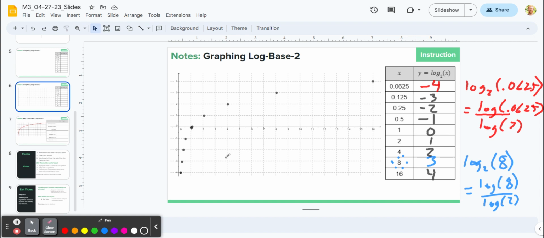So all we've done is plotted those points, and I'll try my best with my computer here. I'm going to make a nice smooth curve connecting these dots. See how well we do it. And that should give us the shape of our logarithm here.